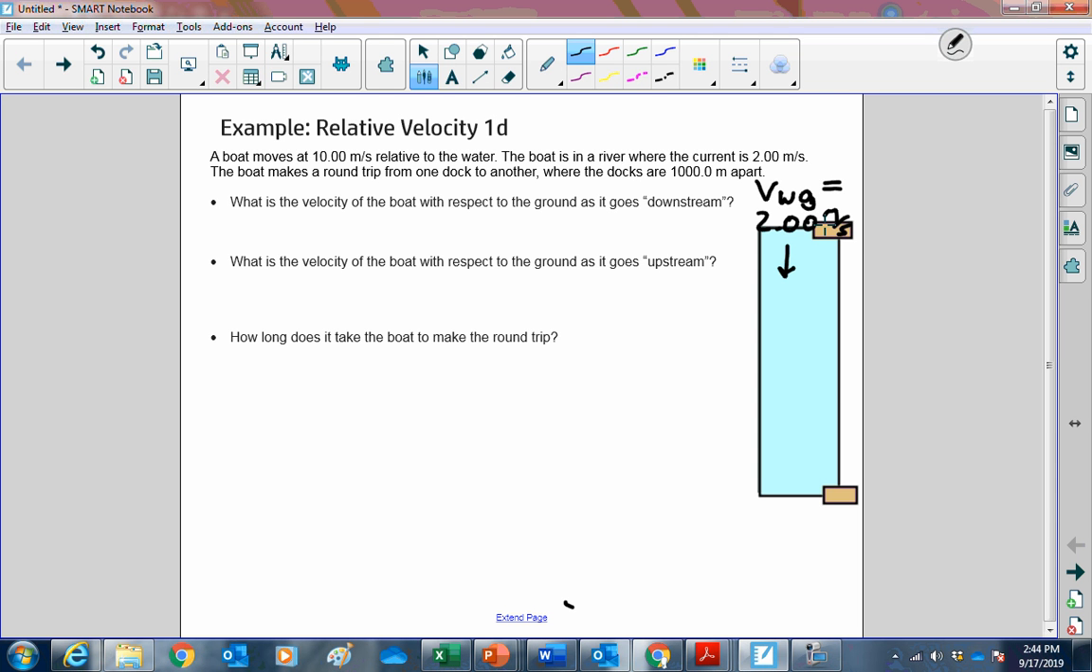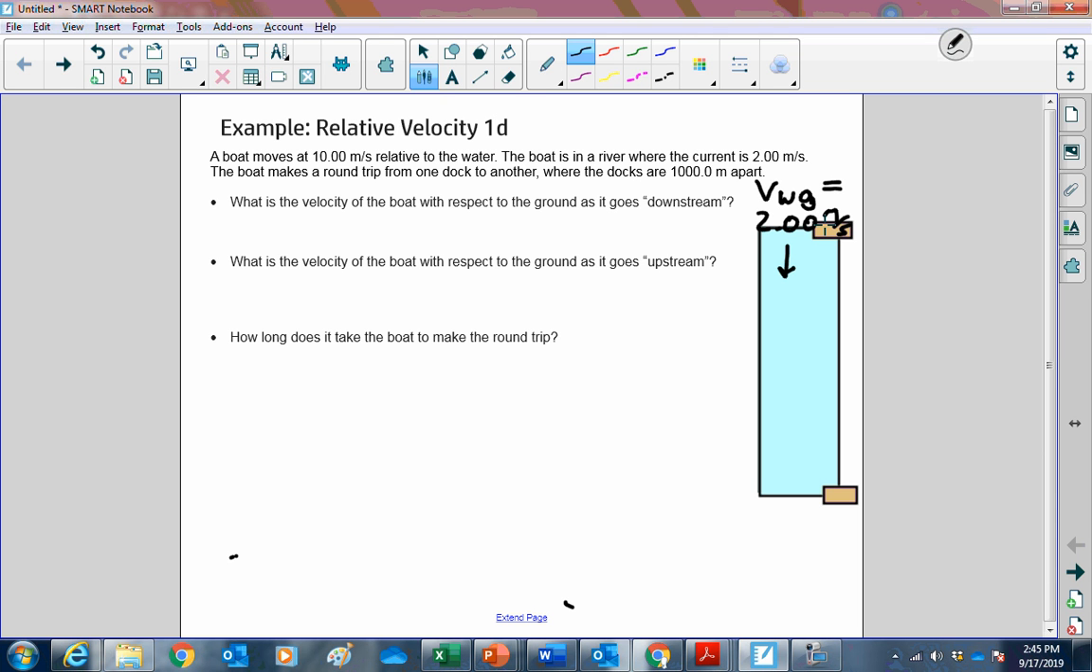But I've also got the boat, and it's in the water and it's got its own motor. In one direction, obviously the current's going to help the boat go faster. And then when it has to go back against the current, it's going to have to fight the current. You can imagine this in your head, but we can also write out why that velocity adds or subtracts, and back that up with an equation that we learned in class.